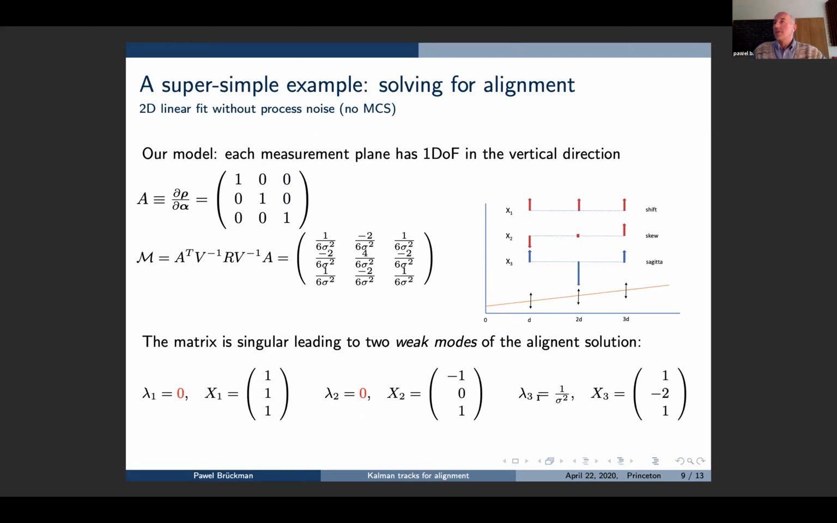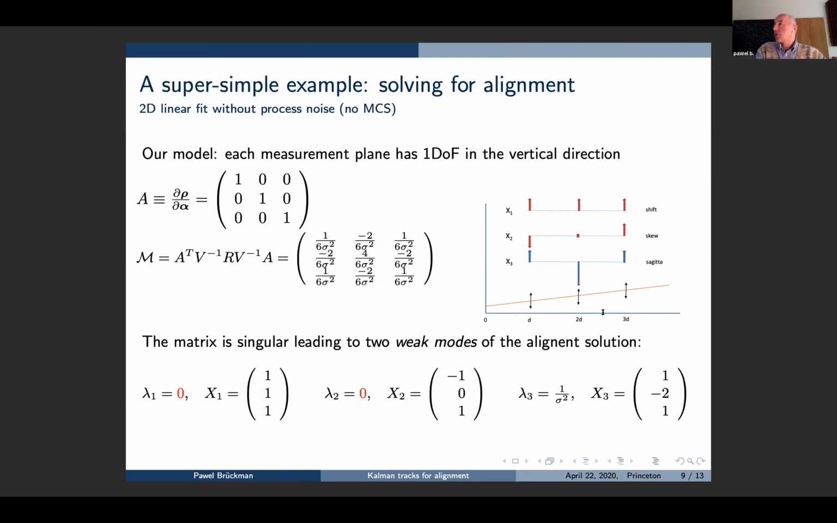So our model is each measurement plane has 1 degree of freedom in vertical direction, very simple again. So we have the derivatives of the residuals with respect to alignment given by this relatively simple matrix. And then therefore the M, that you know what it is, the full weight matrix of the alignment parameters, is given here.